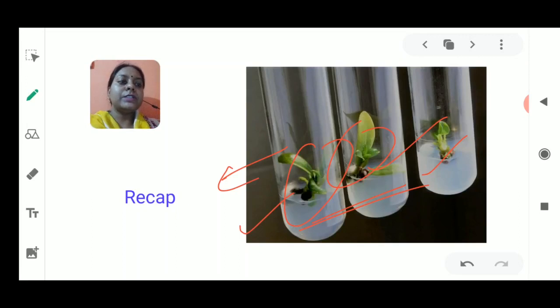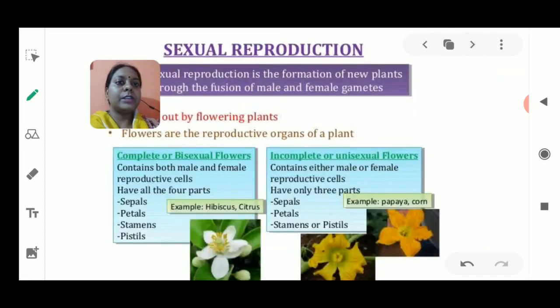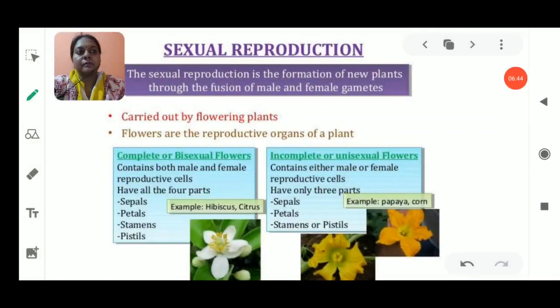So with this I am going to start with a new slide. I am going to tell you about the next part of this chapter, that is the sexual mode of reproduction in plants. So this is the second part of the chapter. Sexual mode of reproduction means the formation of new plants with the fusion of male and female gametes. Now what is the meaning of female gametes and male gametes? I'll talk about that in a few minutes.